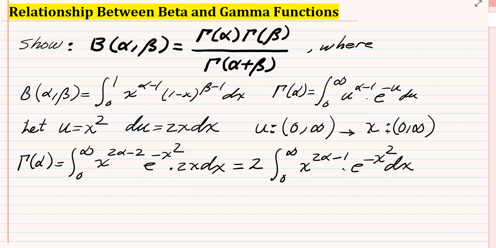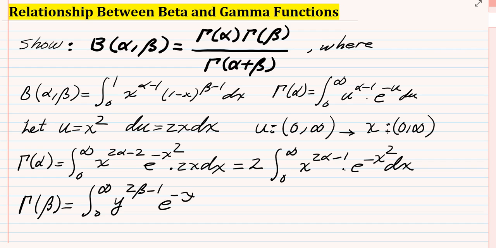Alright, now the same thing holds for gamma of beta. So gamma of beta similarly can be shown to be 2 times the integral from 0 to infinity. This time we're going to use a different variable, y, to the 2 beta minus 1, e to negative y squared, and of course dy.